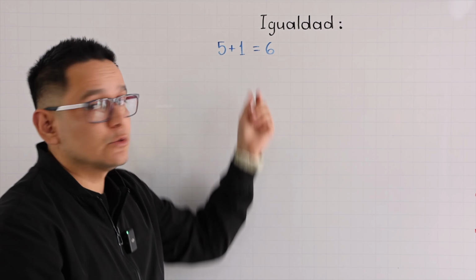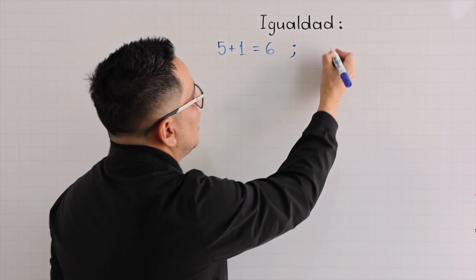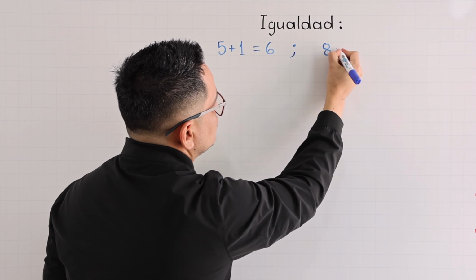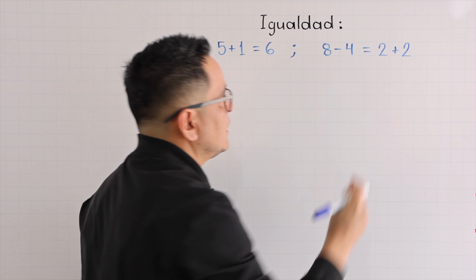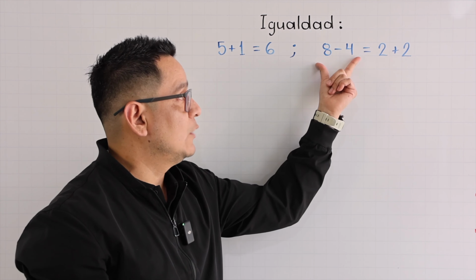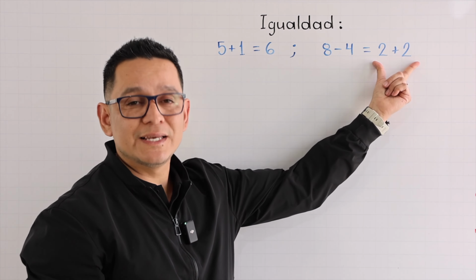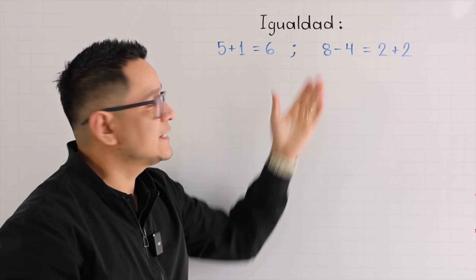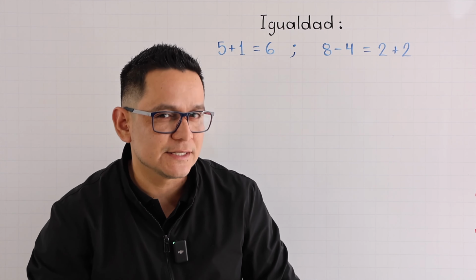Right? So is this an equality? Let me put another one here. I'm going to separate with a semicolon. For example, if we have 8 minus 4, this is the same as 2 plus 2. Here as well, this is an equality. Again, why? Because the value of what's on the left side is the same as what's on the right side. So, are these equalities? And when we only have numbers, it's pretty simple, right?